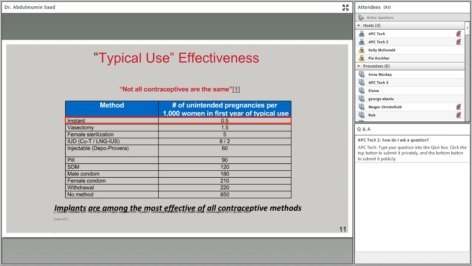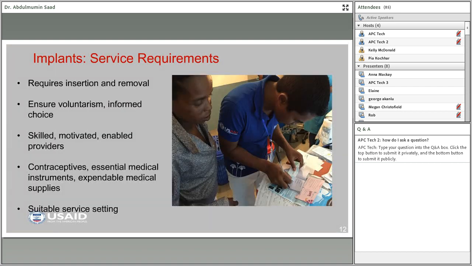Looking at the typical use effectiveness, implants, as I mentioned earlier, are one of the most effective contraceptive methods available, with an annual pregnancy rate of less than 1% with all implants, all the three products I discussed in the previous slide. Continuation rates are often better for long-acting methods, including implants, than for shorter-acting methods, and no significant difference is found in contraceptive effectiveness or continuation rate among users of the three groups of implants discussed in the previous slide.